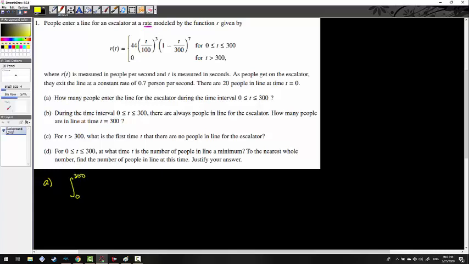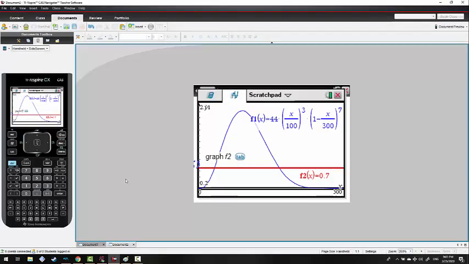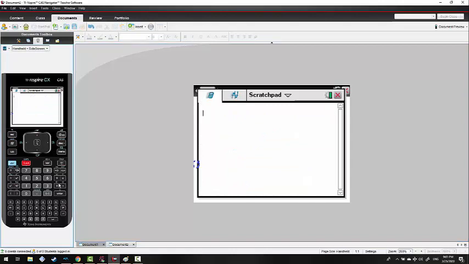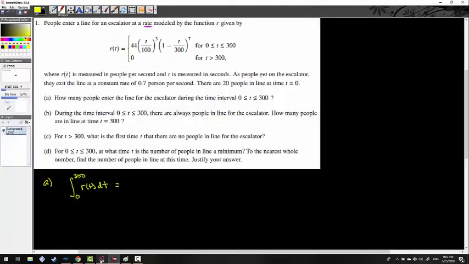So it's just integrating the rate of the people who enter the line. So that's going to be the integral of r of t dt. Now, I don't need to specify which version of r of t I'm integrating, because 0 to 300 implies that I'm using the top version. So if I enter that into the calculator, I'll go ahead and do this. I will get, from 0 to 300, f1 of x dx. 270 people. 270 people have entered that line.